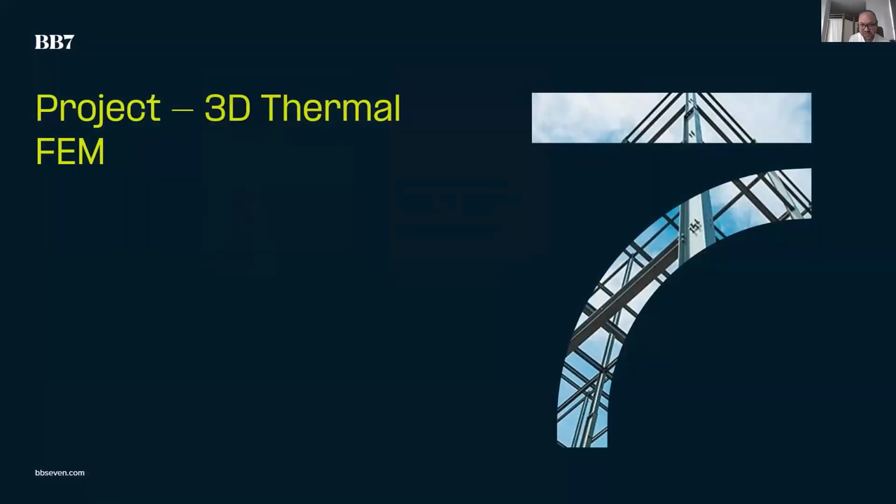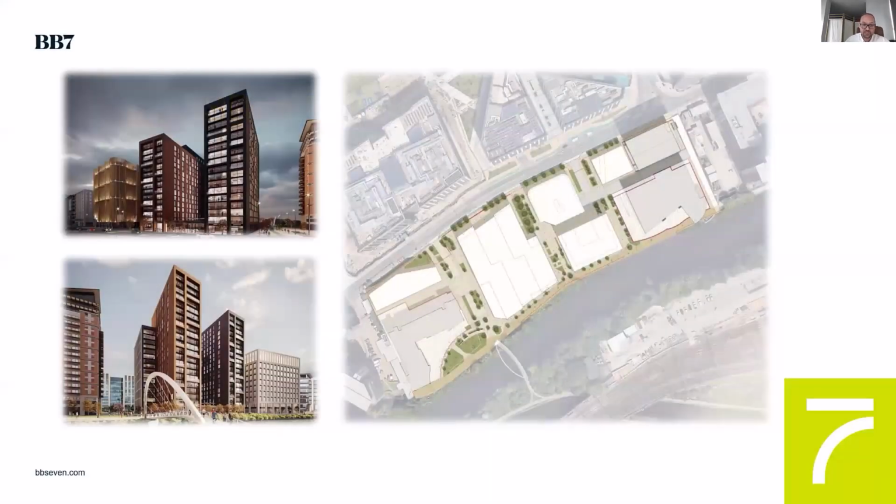So this now moves on to our project where we did some 3D thermal modeling to try to look at actually omitting copebacks. So this is the project BB7 we were appointed on. This is a large project in Leeds in the UK. It's got a number of buildings. We've got commercial buildings, offices, residential, car parks, so buildings of that nature, but all steel composite construction.